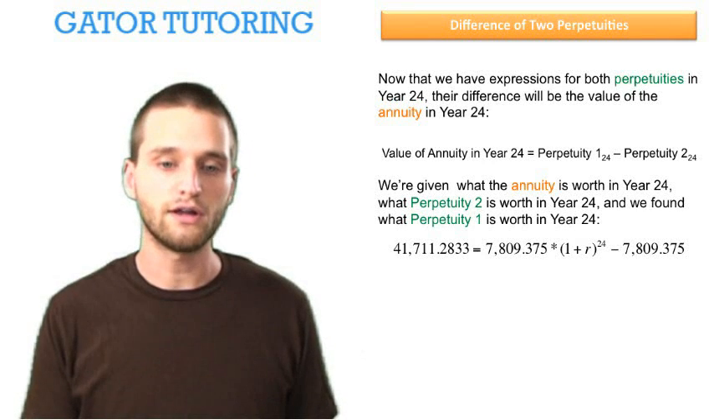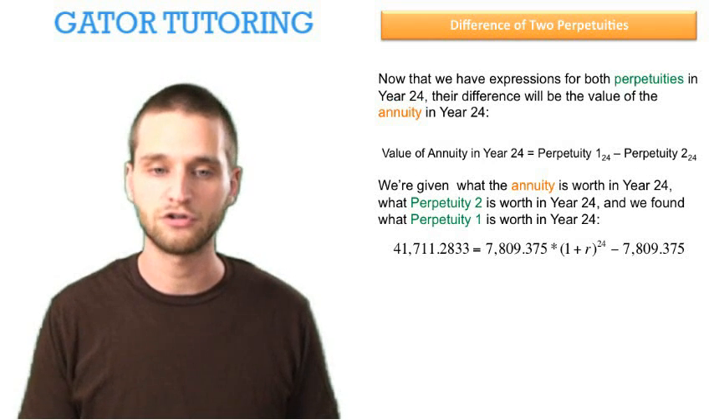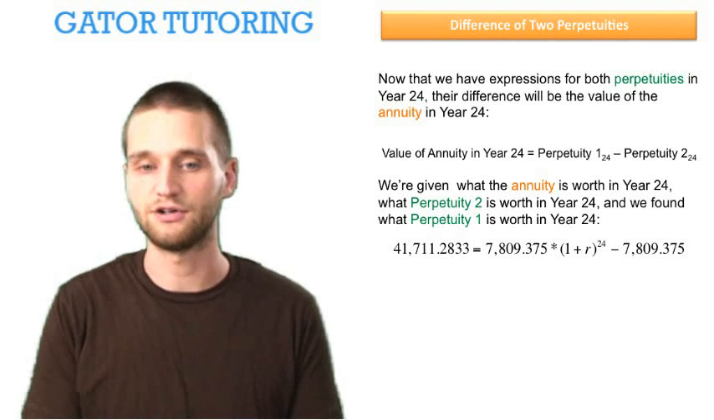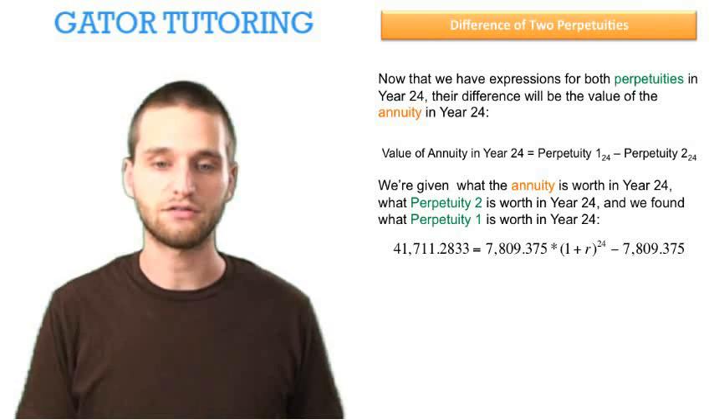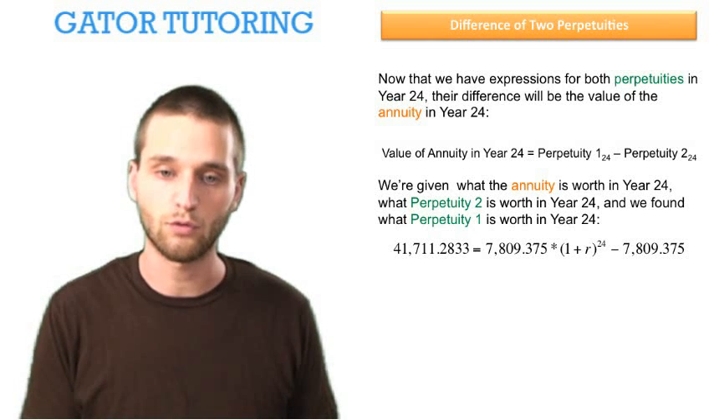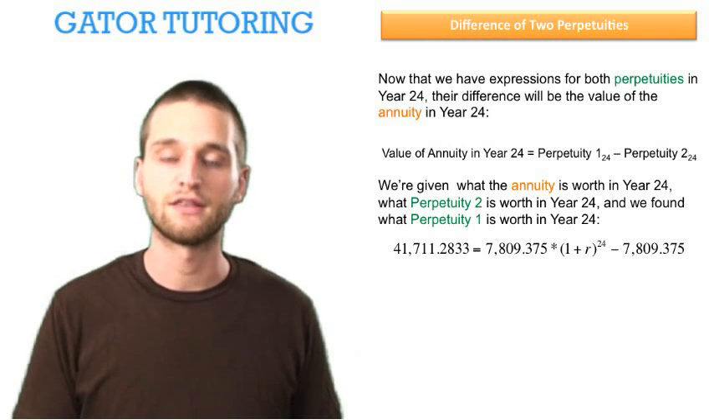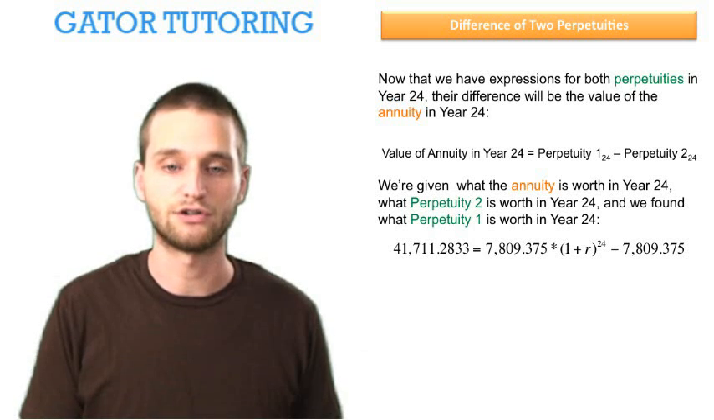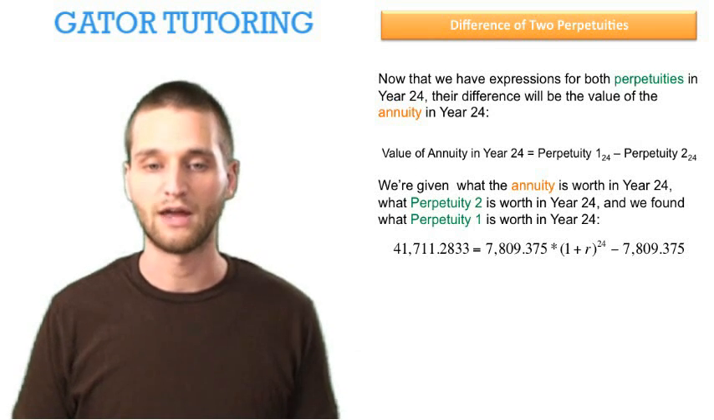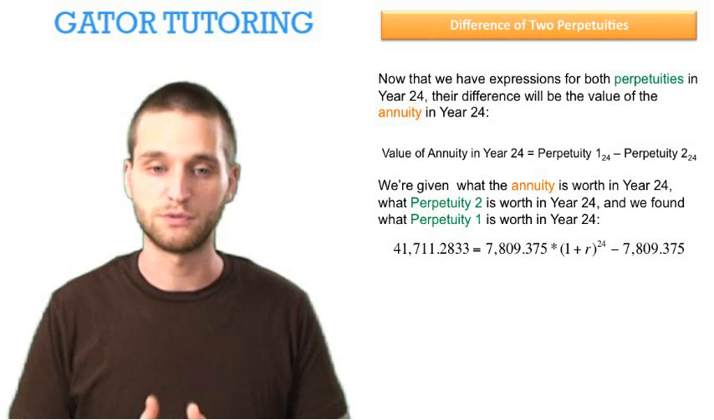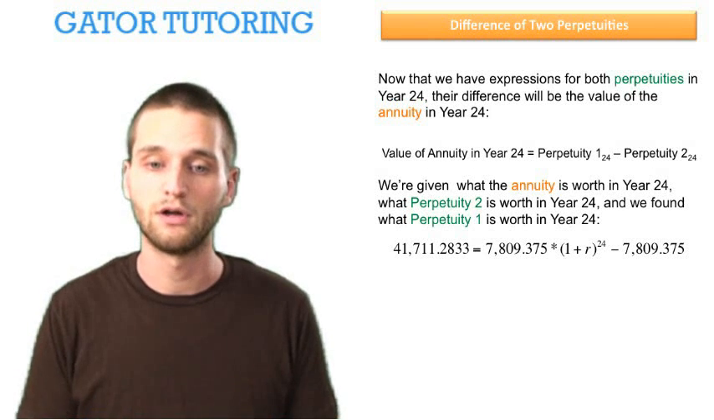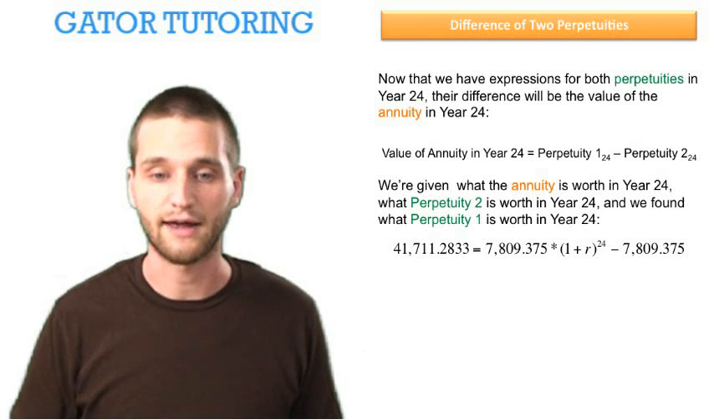We're told the annuity is worth $41,711, and we found the expression for perpetuity 1 in year 24 to be $7,809 times 1 plus r raised to the 24, and we subtract off the value of perpetuity 2 in year 24, which is just the $7,809. And so we have an expression here, which we know holds with equality because of the equal sign, but we only have one variable, the interest rate r, so we can solve for that.